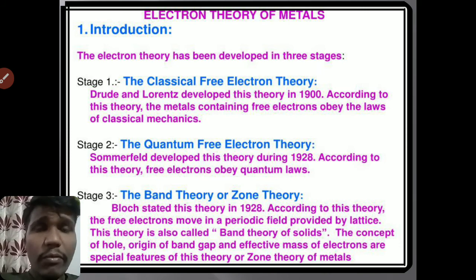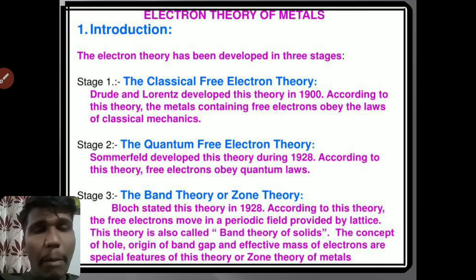So the free electron theory is used in the classical theory. In the second stage, the quantum free electron theory, the quantum mechanics of the free electron theory can be used. The scientist Sommerfeld developed this theory in 1928. According to this theory, free electrons obey the quantum laws, whereas Drude and Lorentz used the classical laws.